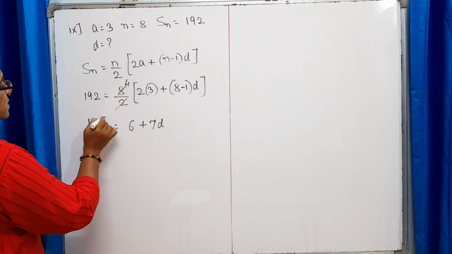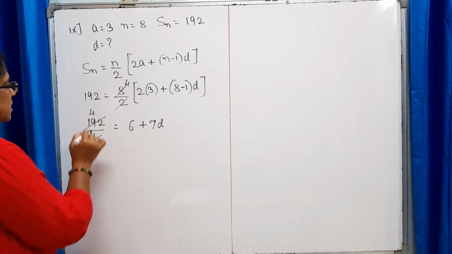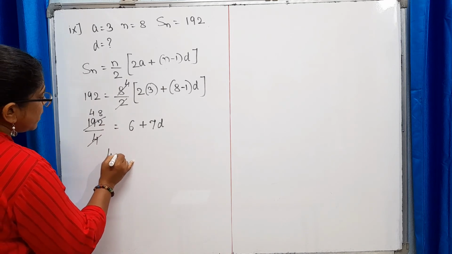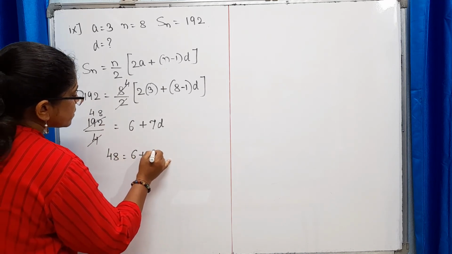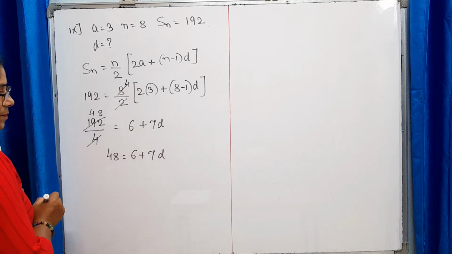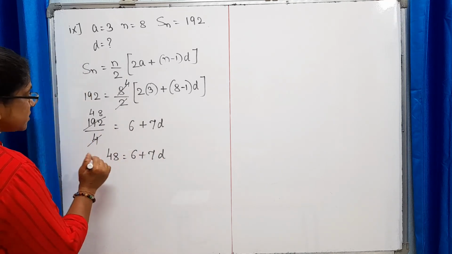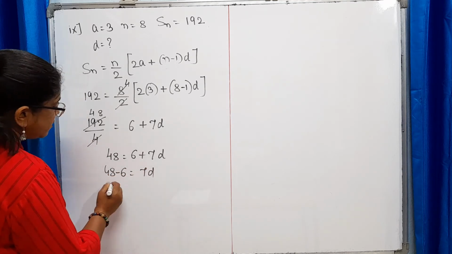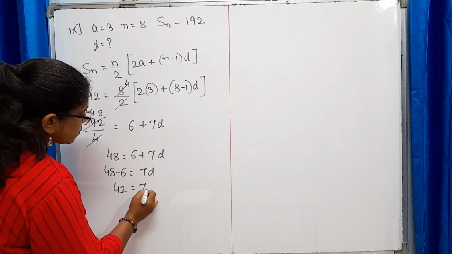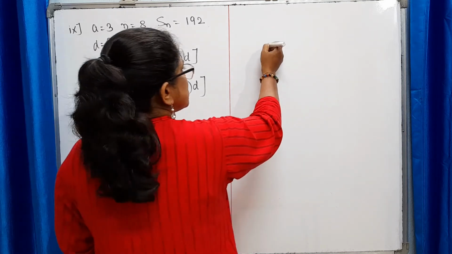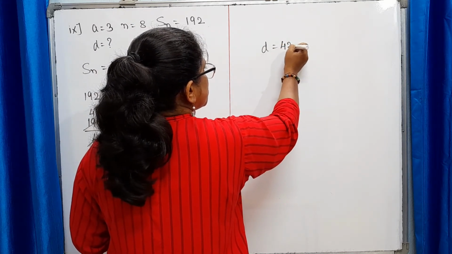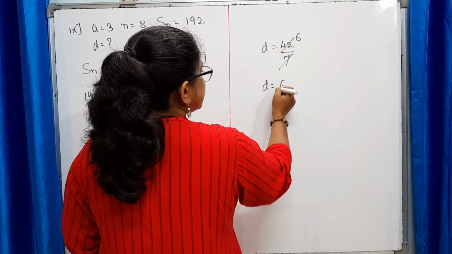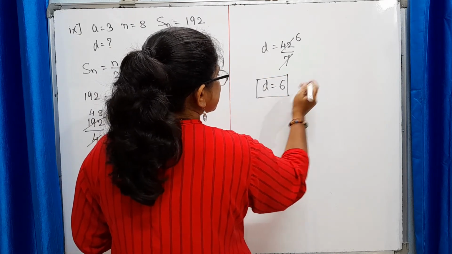Now this 4 we will take below this: 192 upon 4 is equal to 6 plus 7d. Let's cancel this. 4 ones are 4, 4 fours are 16, 3 comes here, 32. 4 8s are 32. So we have 48 is equal to 6 plus 7d. Let's shift this 6 to LHS. 48 minus 6 is 42 is equal to 7d. So d is equal to 42 upon 7. 7 6s are 42. Sum is done. d is equal to 6.